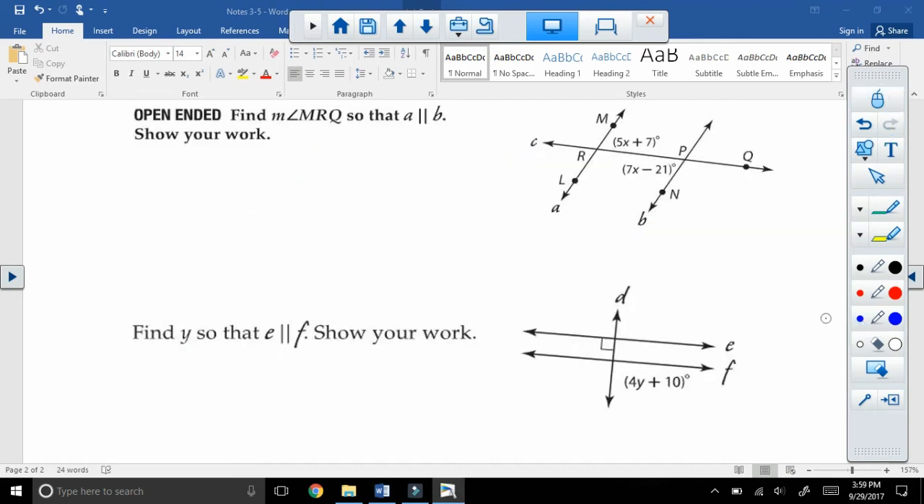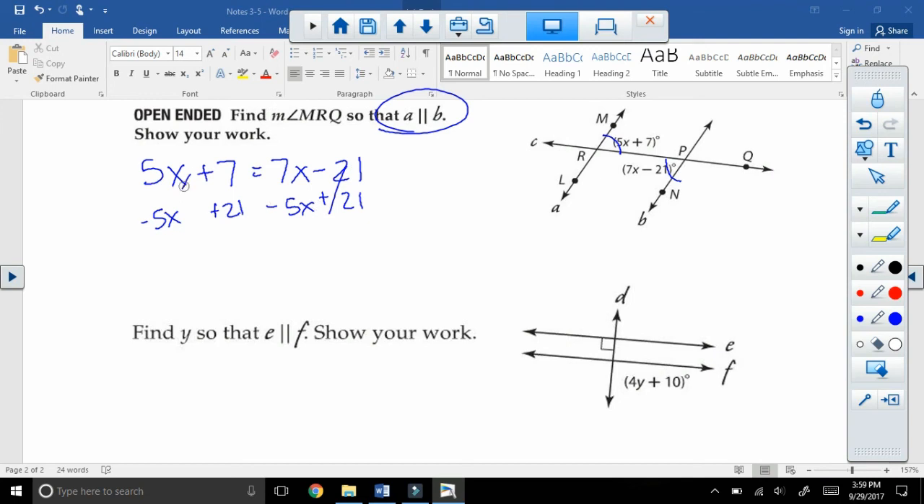In the last little bit of this, we're going to have some algebra work. This work is going to look almost identical to the work in 3.2 that we did, except now it says you need to find the angles so that these lines are parallel. The setup's going to be exactly the same though. These are alternate interior angles, and alternate interior angles have to be congruent for those lines to be parallel. So you could just set 5x plus 7 equal to 7x minus 21 and solve this. Adding 21 and subtracting 5x, I get 28 equal to 2x, or x equals 14.